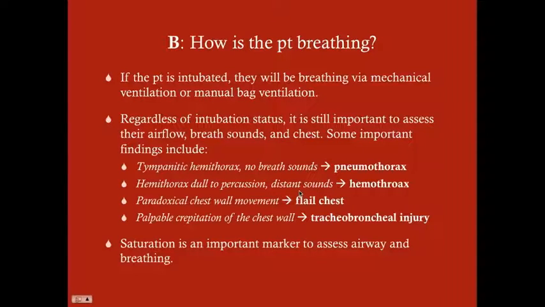They will be asymmetrical. A paradoxical chest wall movement you should be able to see just grossly by looking at the patient. This indicates a flail chest, and this is usually caused from multiple rib injuries in the same area. And the paradoxical chest wall movement, all that means is that when the patient's breathing in this area, it looks like the patient's breathing out, and vice versa. So that's a flail chest, and that's caused from multiple rib injuries.